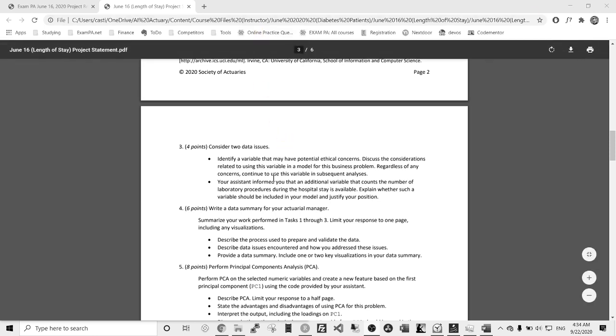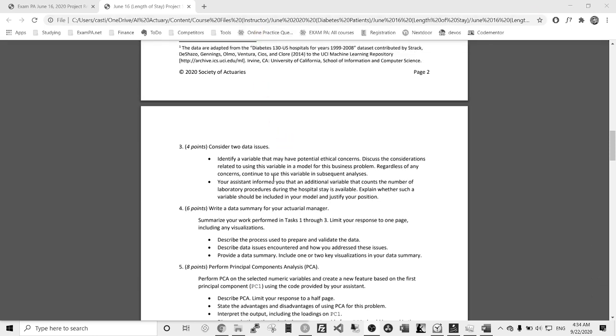However, this question contains a trap, and this is why it's very important to read the questions clearly. Your assistant has informed you that one additional variable that counts the number of laboratory procedures during the hospital stay.